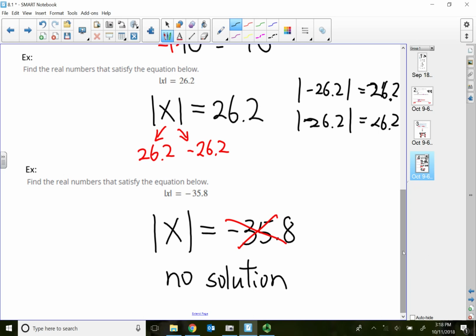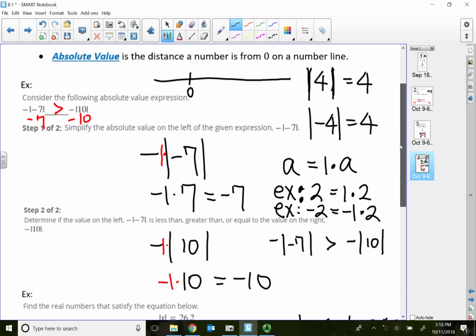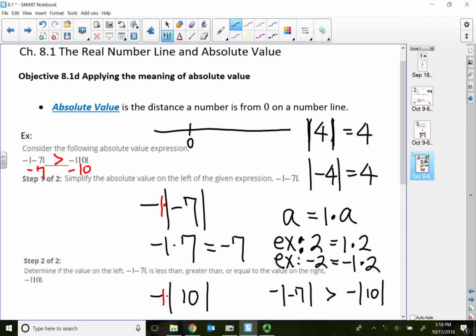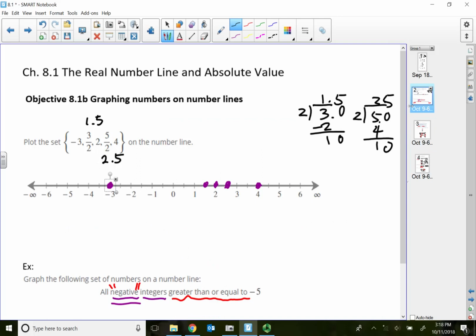So in this lecture video, we quickly talked about the absolute value, comparing numbers, and we also plotted the integers or real numbers on the number line.